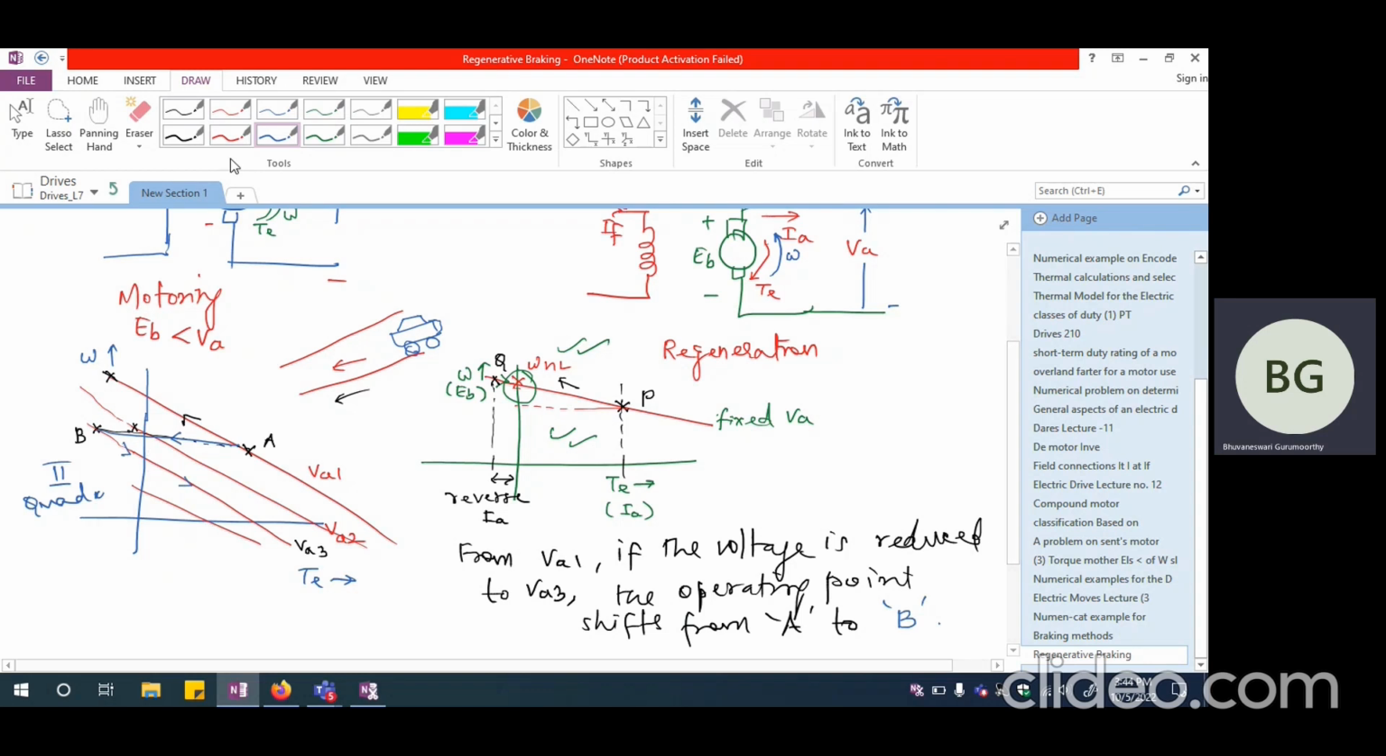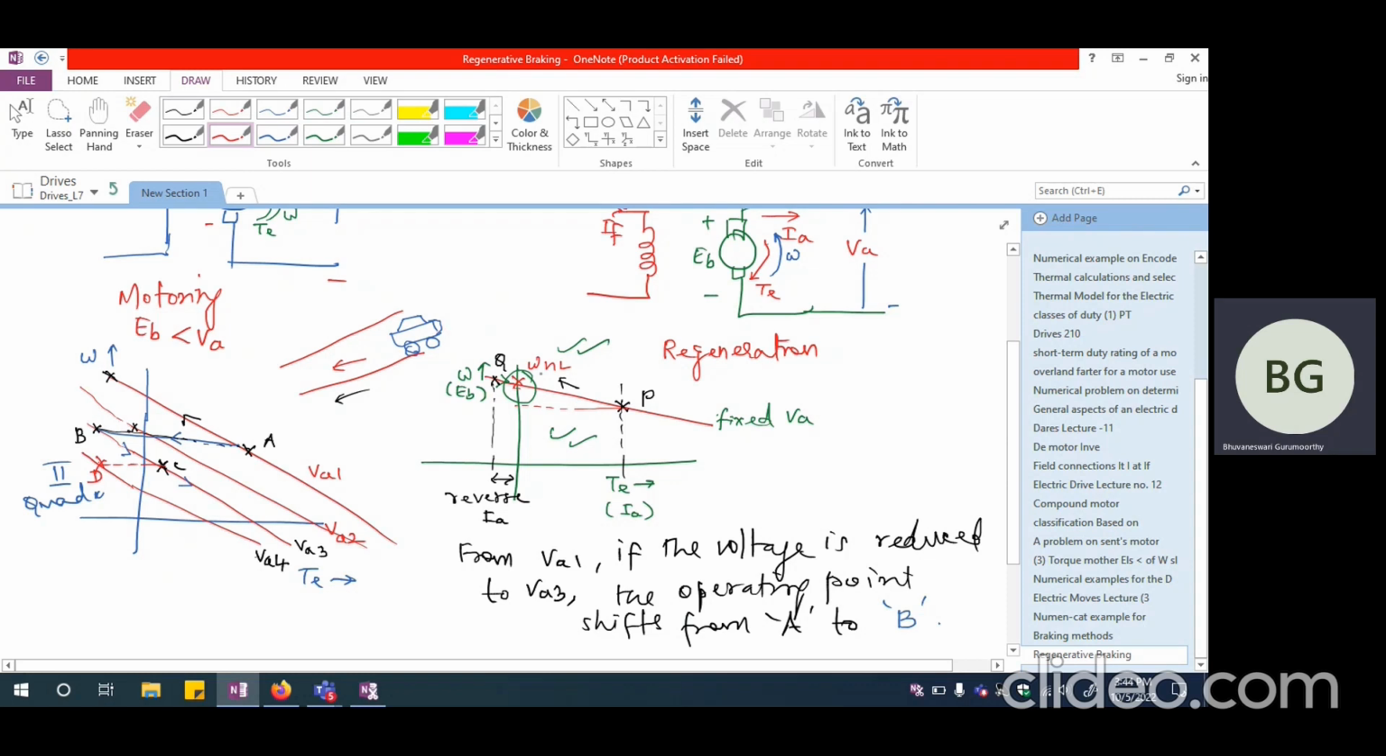Now, the moment it reaches something like point C, again you can try to reduce the voltage to VA4. Then again this will shift from C to D. So this is going to be the point. So you would be able to have shifting from one point, or first quadrant to second quadrant, on a continuous basis by slowly and steadily decreasing the armature voltage.